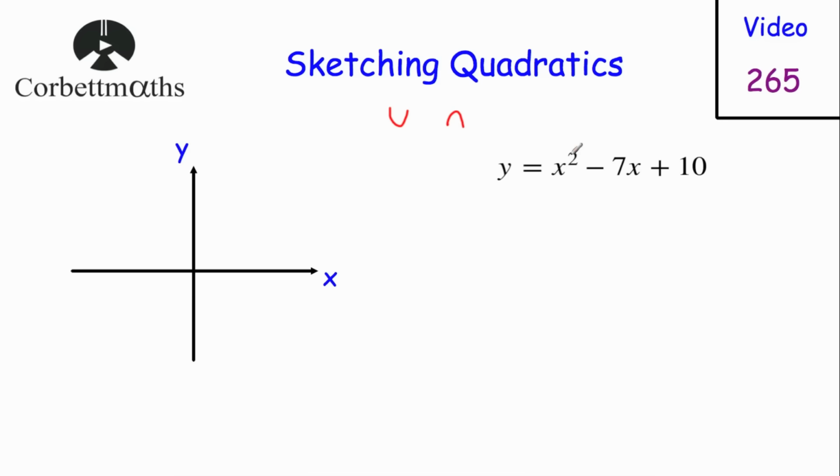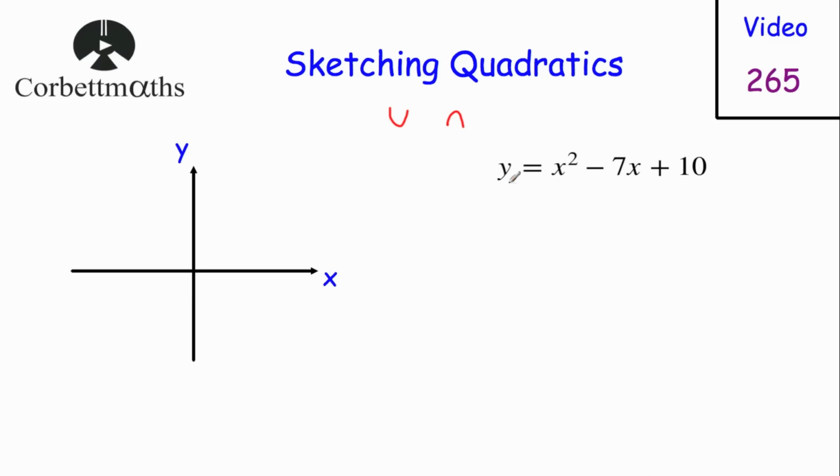If this x squared term is positive, so for instance x squared or 2x squared or so on, it'll be a U-shaped parabola. If it's negative, so if there's a minus x squared or minus 2x squared, it will be an N-shaped parabola. So that's very important whenever we're sketching a quadratic. And what's also important is where the quadratic meets the y-axis, and if and where it meets the x-axis.